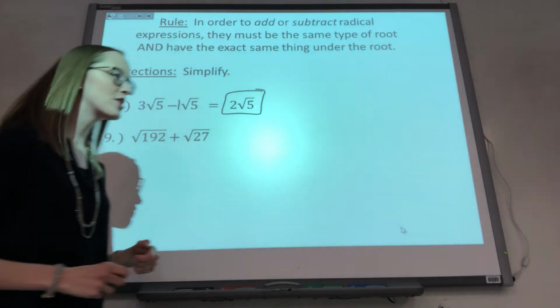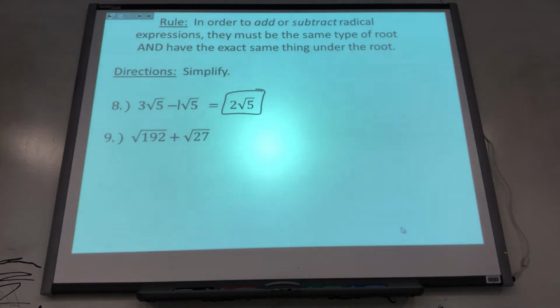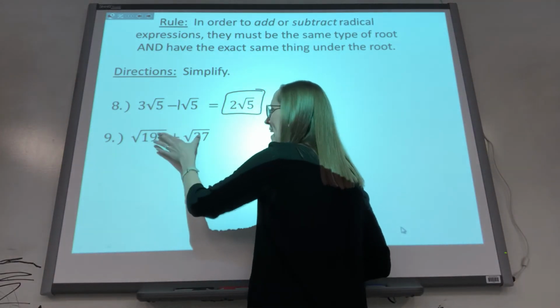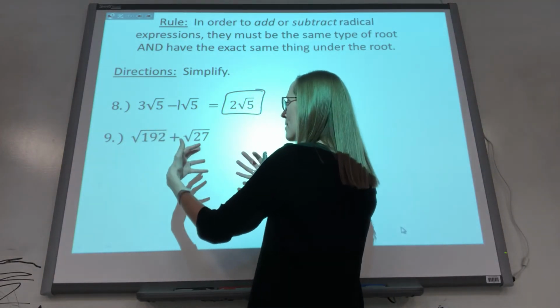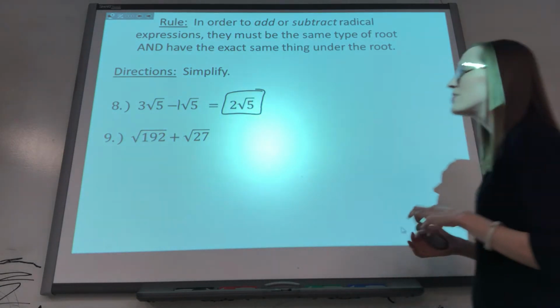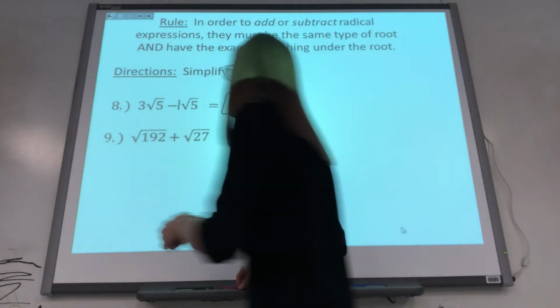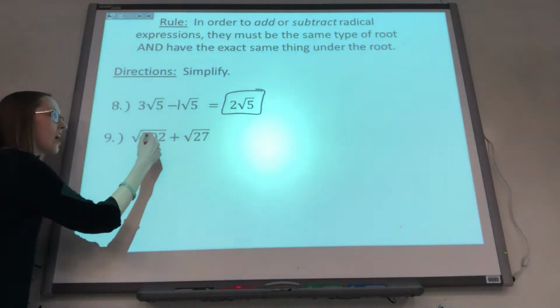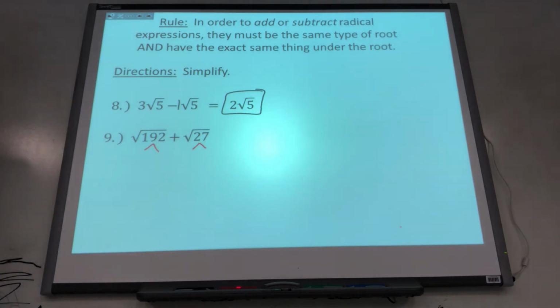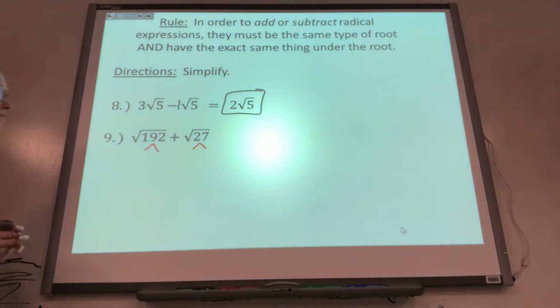Okay, I see some of you searching for your papers here. If you don't have them, I can give you another copy here in just a little bit. But you're right. These are not the same thing. This is something that could not be combined. They are both square roots, but they don't have the same thing under the square root. So these are, especially this one, pretty big numbers, which means we might be able to break them down a little bit to get them to be like terms.